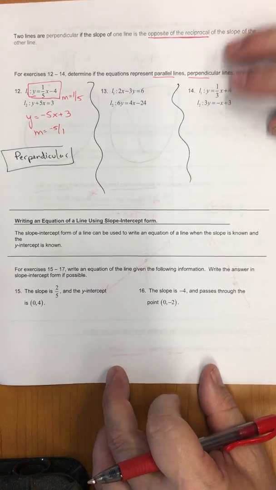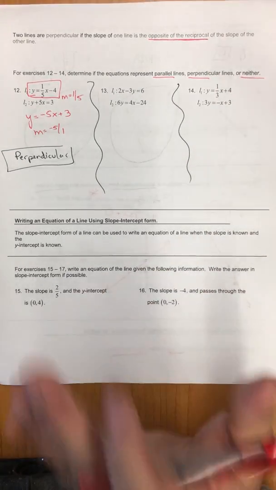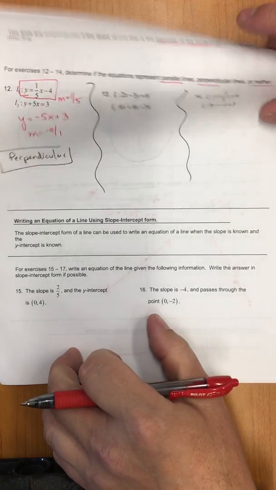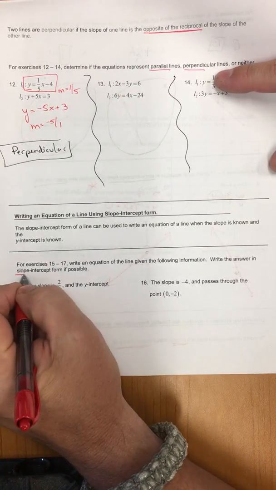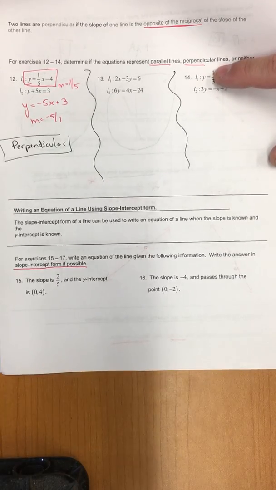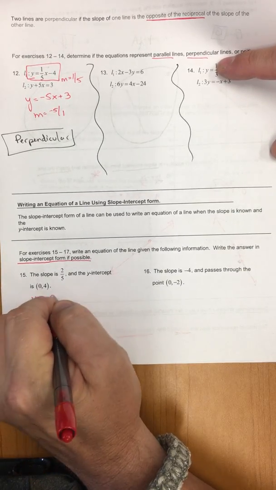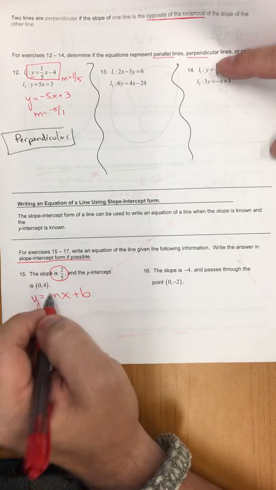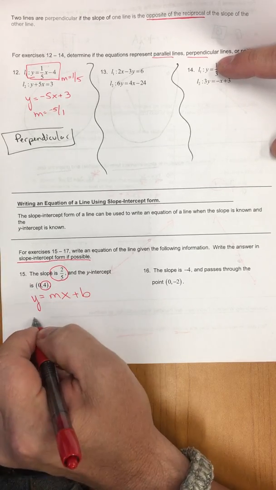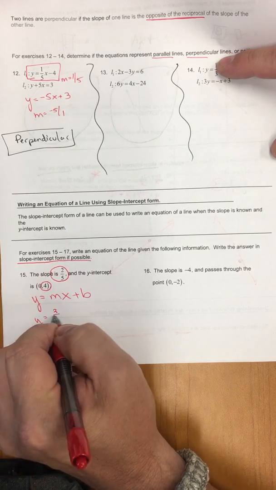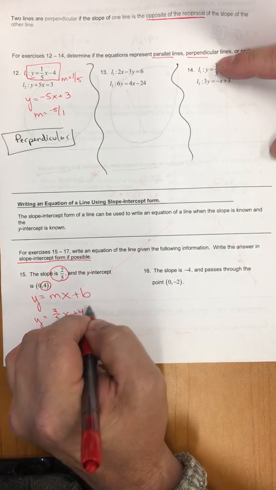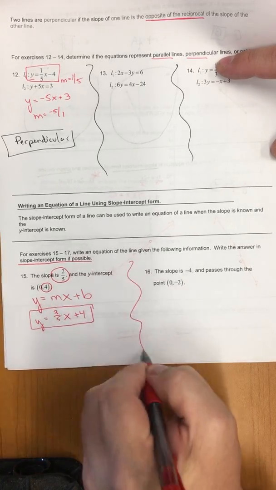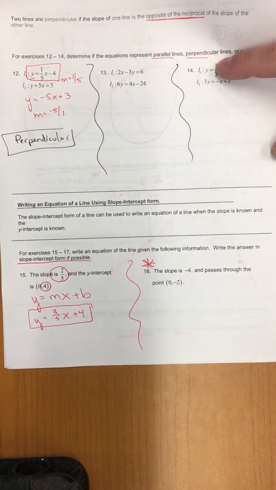Write the equation. So the first part of this was all about graphing. Now they want us to write the equation. So they're giving us some information and they want us to write the equation. And notice they want the equation in slope-intercept form. So y equals mx plus b. They're giving me my slope and they're also giving me my y-intercept. y equals 2/5 x plus 4. Why don't you try number 16 and you can check your answer later.